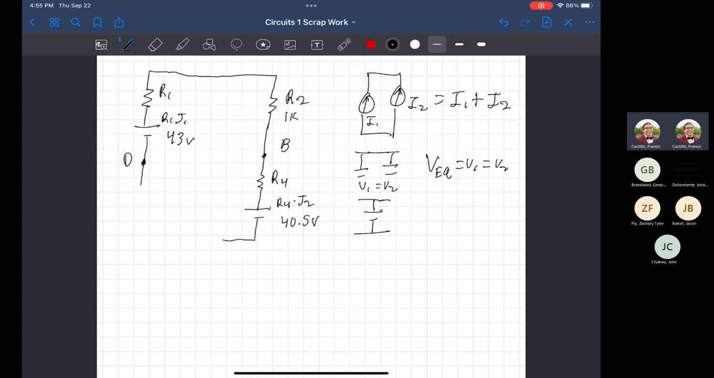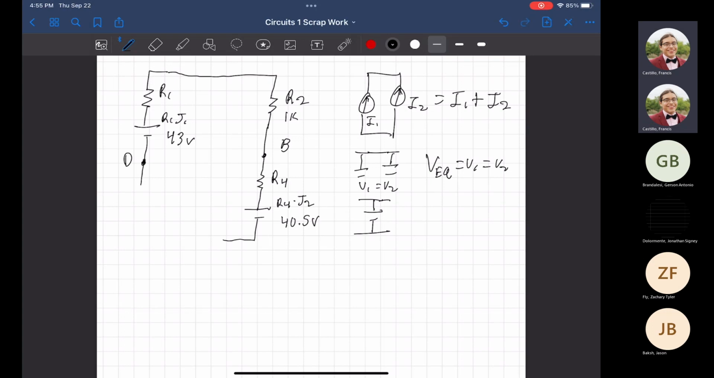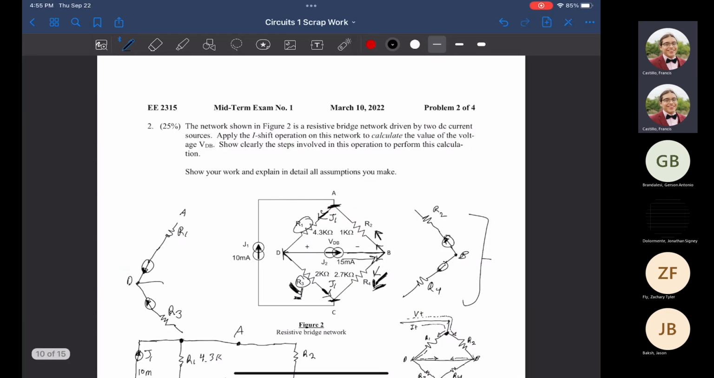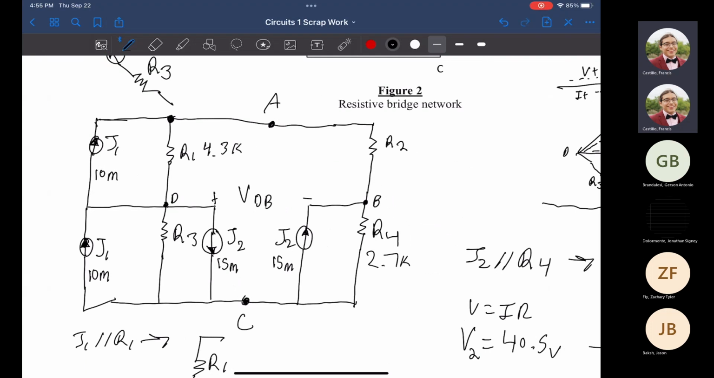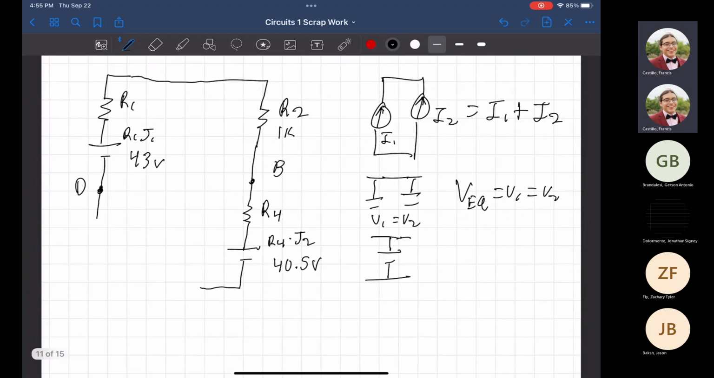But continuing this review, so we know the current source J1 is equal to 10 milliamps going one direction, and J2 is going the opposite direction. So we can find the difference of it and claim that, hey, this voltage source down here is going to be R3 times whatever difference J2 and J1 is.